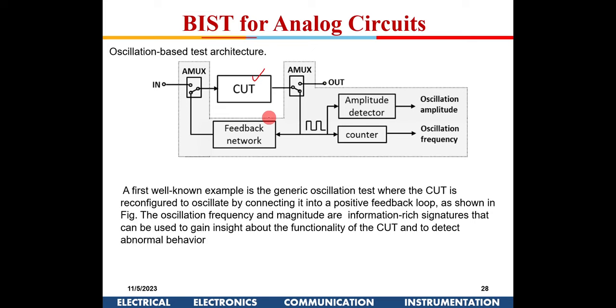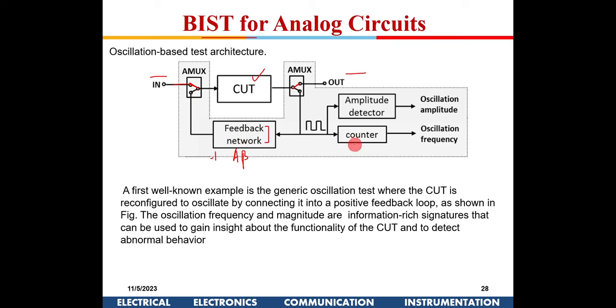Suppose this is a circuit. Normally I have this input coming here. So this mux will be connected to the top, and this will be connected here. So I have an input and I have an output. And when I have to do the testing, I will introduce some feedback network. As per the design, if I put it here and here, this should oscillate. Can I ensure oscillation? It's up to me to have a product Aβ equal to minus 1. I just have to design an appropriate feedback network where Aβ is minus 1. If I do that, then the moment I put this here, the circuit will start oscillating.